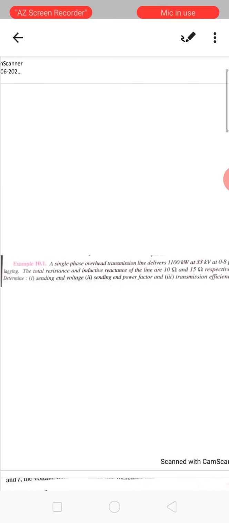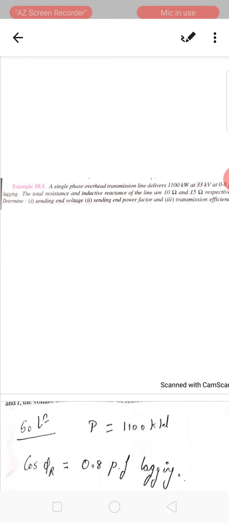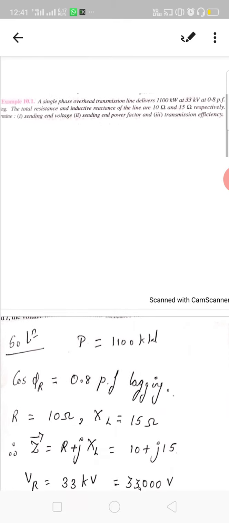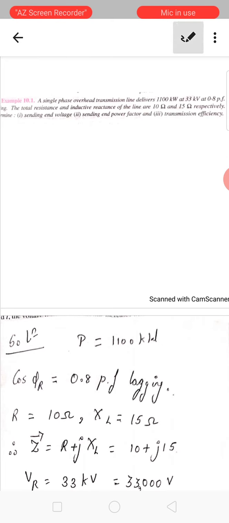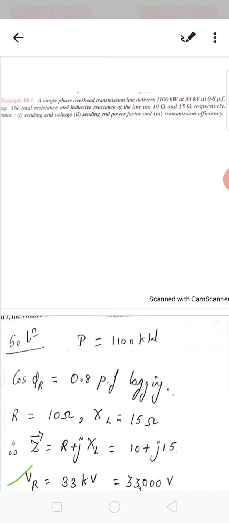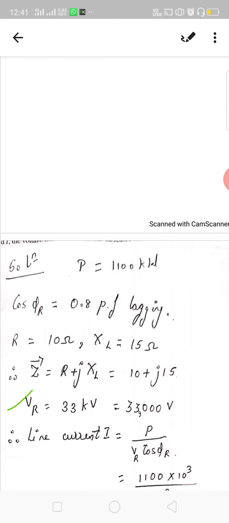Right, take down the numerical. So we'll start with the numerical. In the given data, we'll write first that power is given to be 1100 kilowatts. Since it says the single phase overhead transmission line delivers, this is my output power. And 33 kilovolts is my receiving end voltage, which I have denoted as VR. So VR is given to be 33 kilovolts.